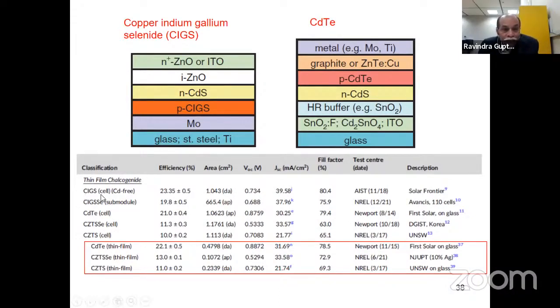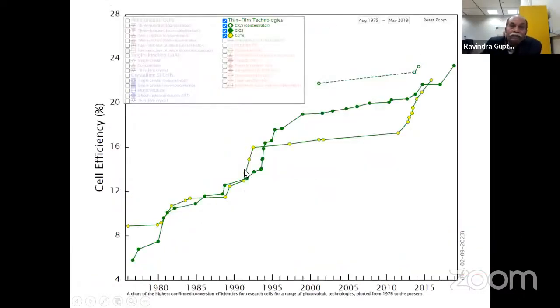So here I have CIGS. Here you can see it's very, very good, 23%. When we go for the submodule, it is 665 centimeters square. It's very attractive, 19.8%. For the CdTe, 21%. For CZTSSe, like that. Here you can see. So that CIGSe, you can see very, very good. And this is the trend.